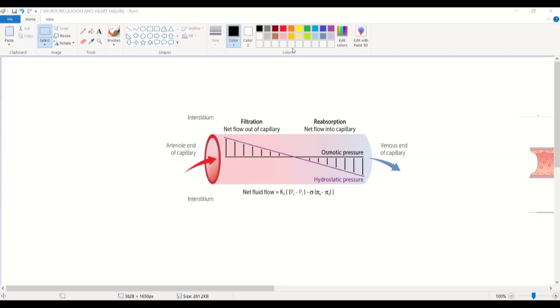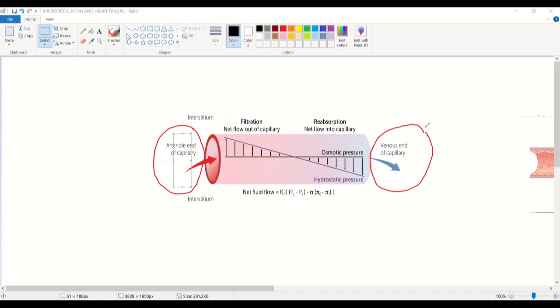Okay, so today I'm going to discuss microcirculation and heart failure pathophysiology, right? So there are two types of pressure inside. This is the arterial end of the capillary, and this is the venous end of the capillary, right?